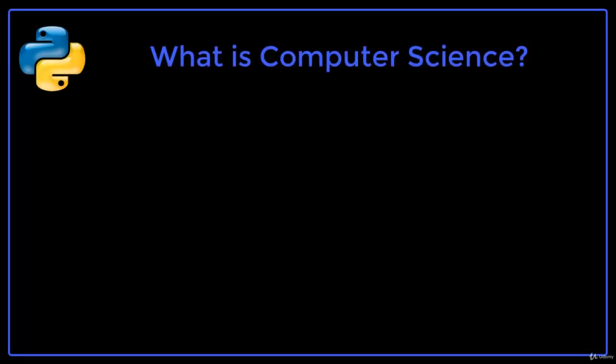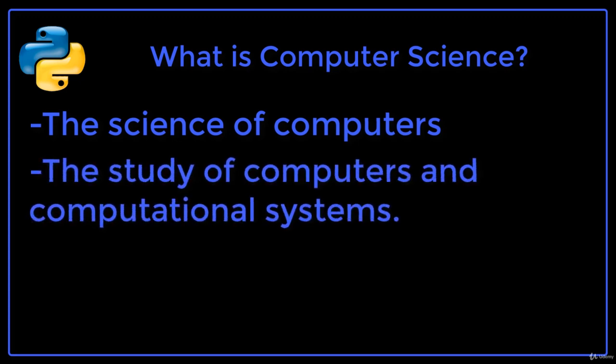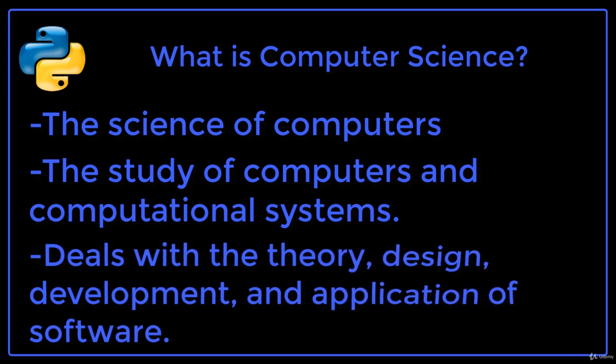What is computer science? Let's start by saying that computer science is the science of computers. To expand on that, computer science is defined as the study of computers and computational systems, and deals with the theory, design, development, and application of software.